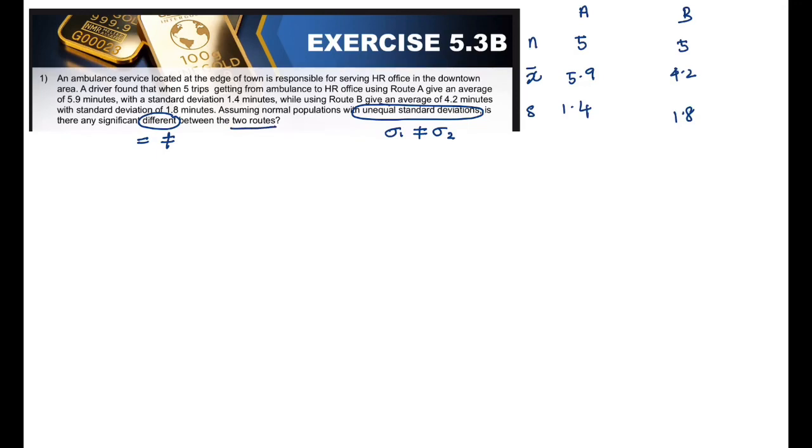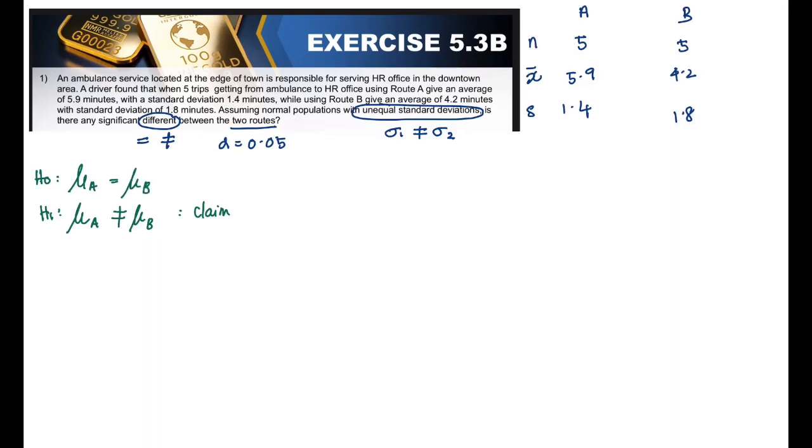There is no alpha given, so alpha equals 0.05. Okay. So we want to test, is there any difference between these two routes? So what is the hypothesis? The hypothesis, H null, H1. We want to test, is there any difference? So H1: mu route A is not equal to mu route B, or H null: mu A equals mu B.